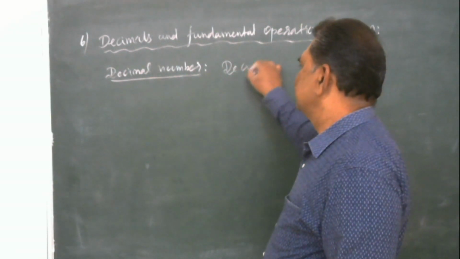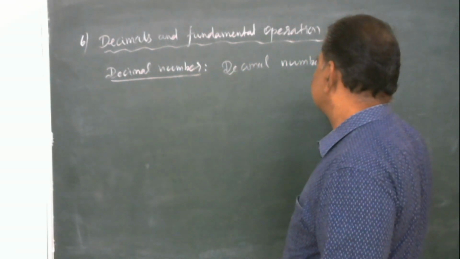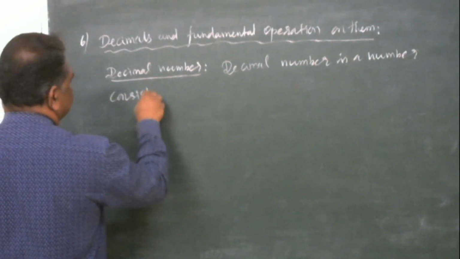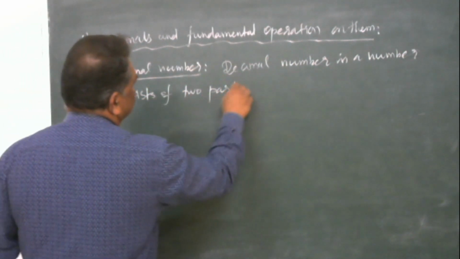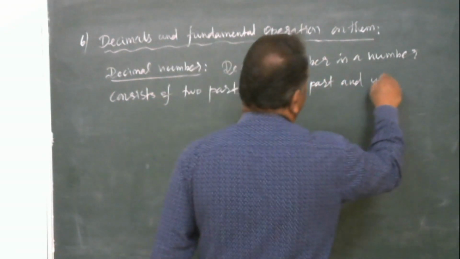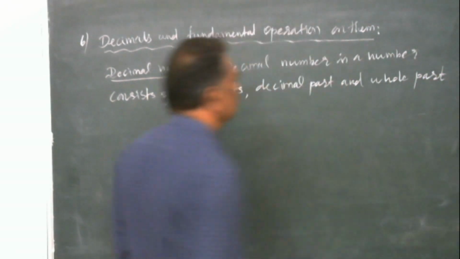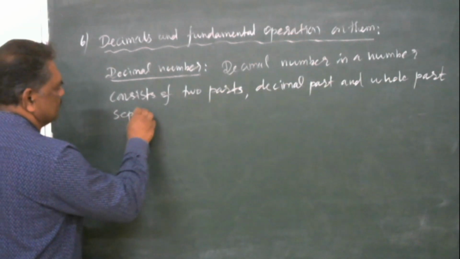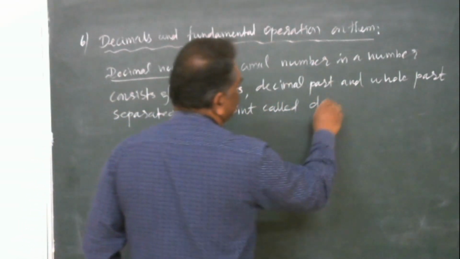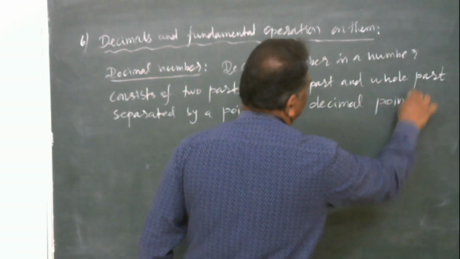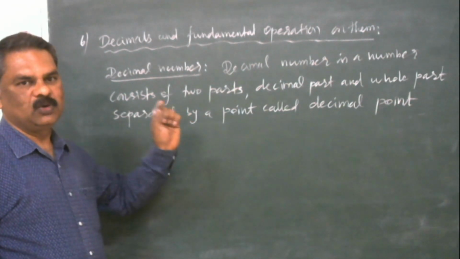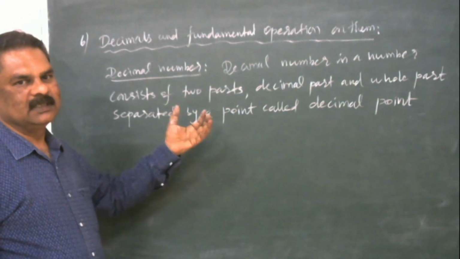So a decimal number is a number that consists of 2 parts, the whole part and the decimal part or fractional part, separated by a point called the decimal point.